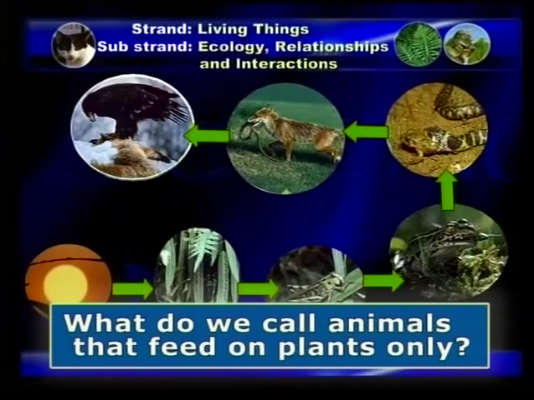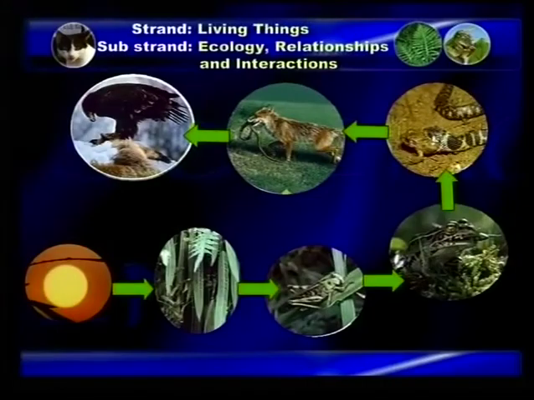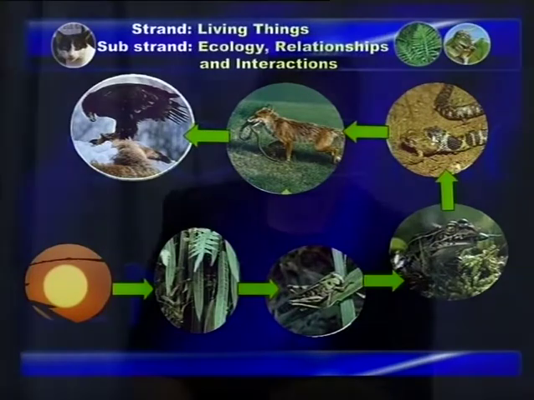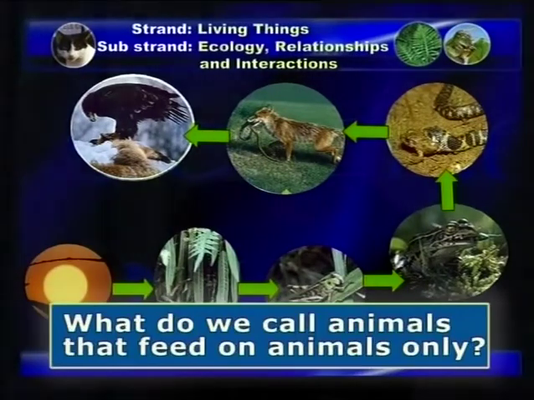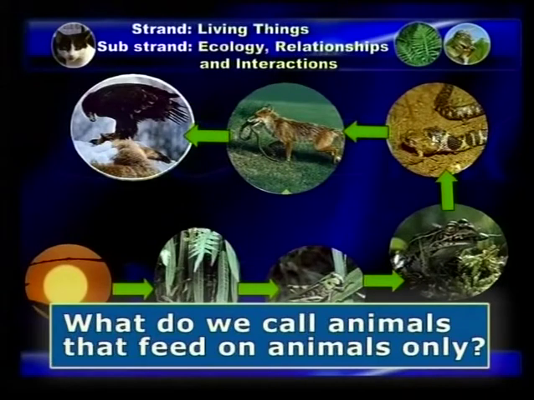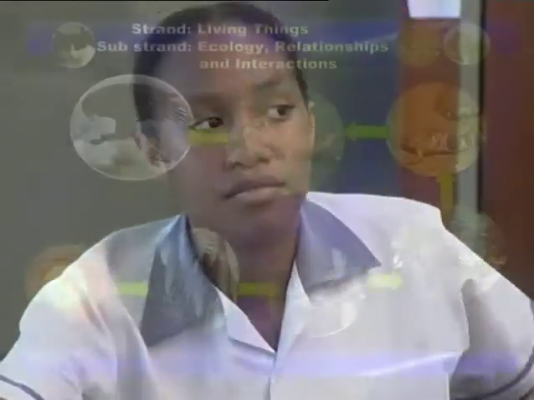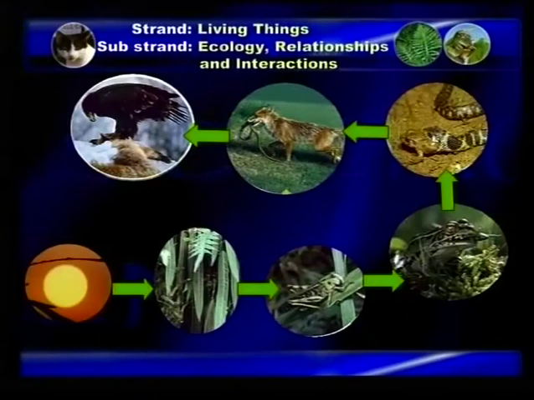Tanabik? Herbivores. Very good. Receiving students, I'm sure you have the same answer as Tanabik. Let's hear from Rachel. Rachel, what do we call those animals that feed on other animals and not on plants? Carnivores. Very good. You have learned that in grade 7, the different terms used to describe animals that feed on other animals or plants.